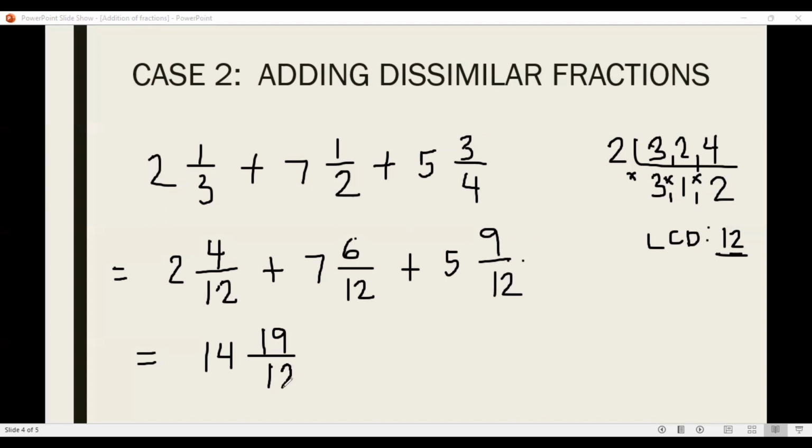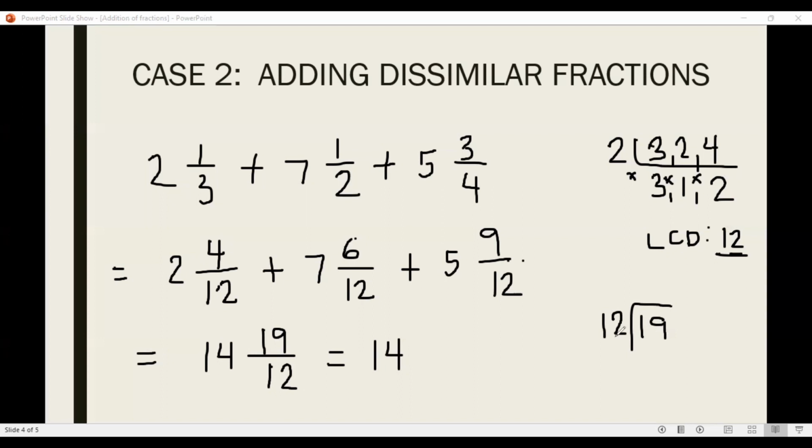Now, by definition, a mixed number should be a combination of a whole number and a proper fraction. A proper fraction is always less than 1. And as you notice, 19 over 12 is an example of an improper fraction, which means that we have to manipulate this 19 over 12 and change that. The 14 will just be retained, but we have to rename the 19 over 12. So try to recall your lesson on changing improper fraction to mixed numbers.